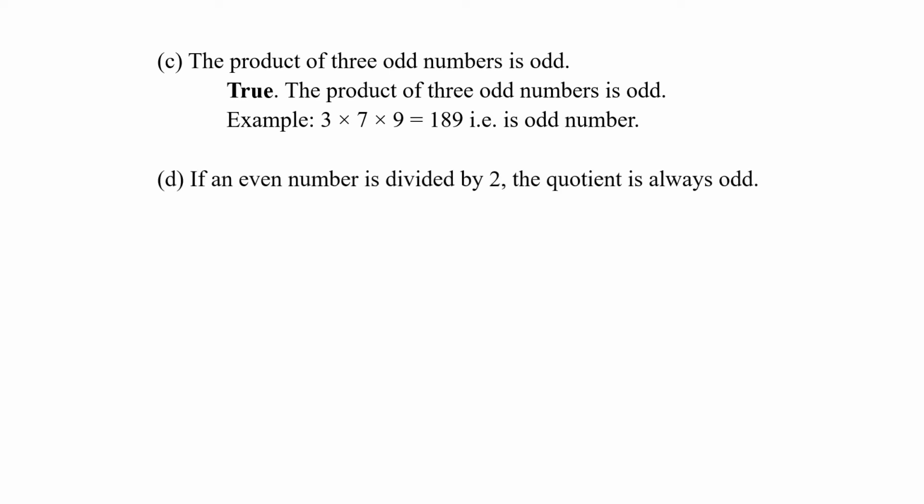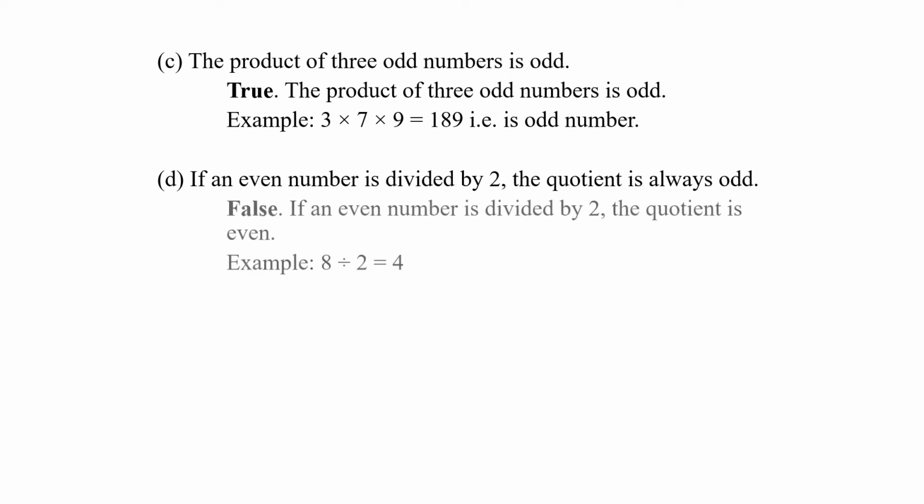D question, if an even number is divided by 2, the quotient is always odd. Guess, children, if an even number is divided by 2, the quotient is always odd. What answer did you get? It is false. If an even number is divided by 2, the quotient is even. Example, 8 divided by 2, the quotient is 4.